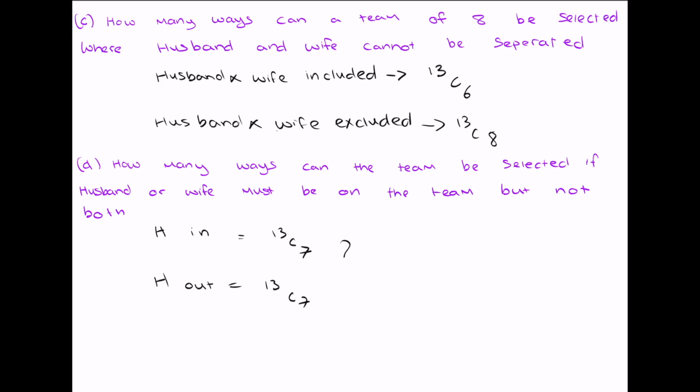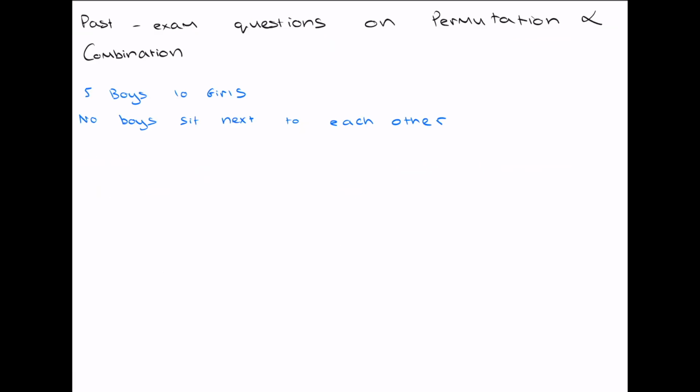So what we just looked at were the fundamentals of permutation combinations. Now let's look at some past exam questions on permutation combinations. The first one is, we have 5 boys and 10 girls, and no boys sit next to each other. This question has to be approached in 2 steps.